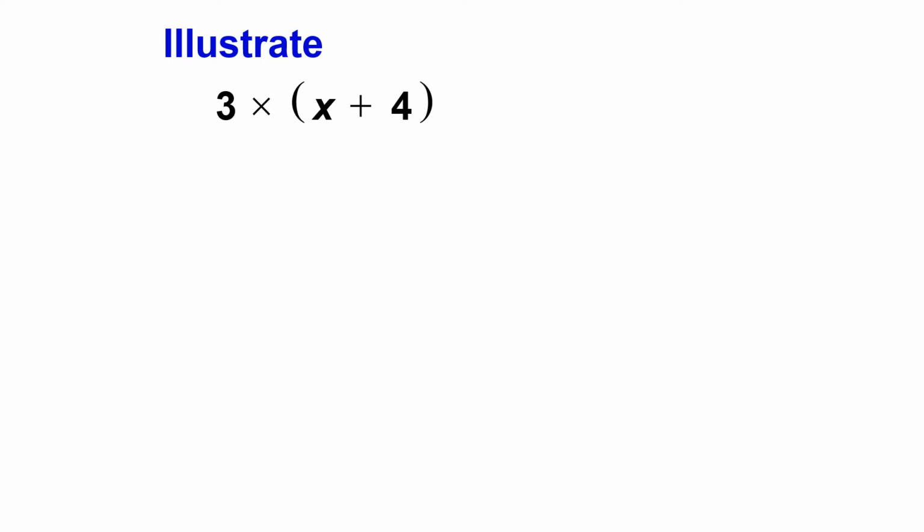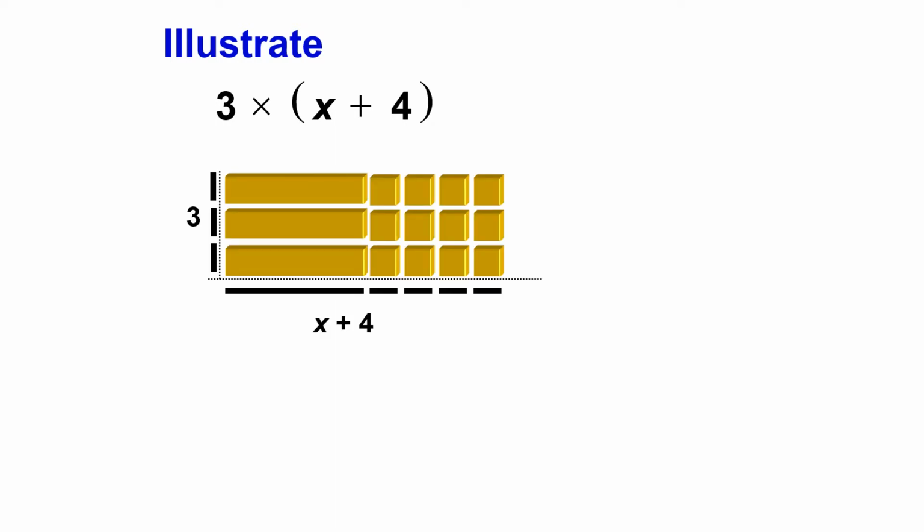Let's try 3 times x plus 4. So that would look like this. There's an x, and there's 4 along the bottom, but we've got 3 rows of them. So it's 3 deep of x and then plus 4. So what is 3 times x plus 4? So we count up everything we have here, and 3 times x plus 4 is equal to 3x plus 12 single ones.